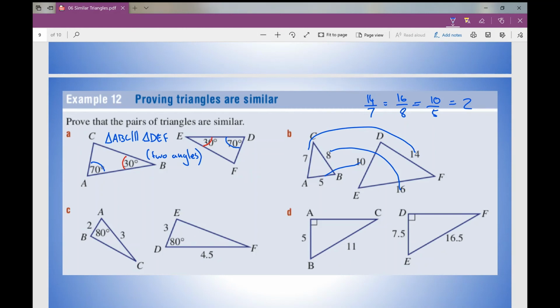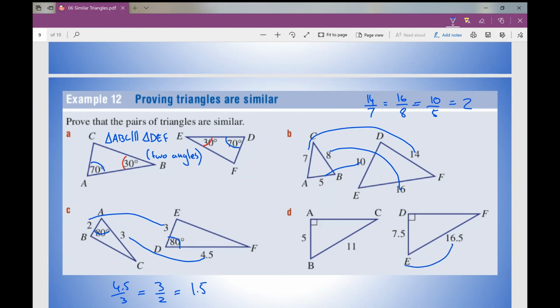Now, moving down here to our third example, we've got two pairs of sides and we have an angle. The angles are both 80 degrees, so let's check the ratio of the sides. And if you put this in your calculator, these are actually the same. Both of these equal 1.5.